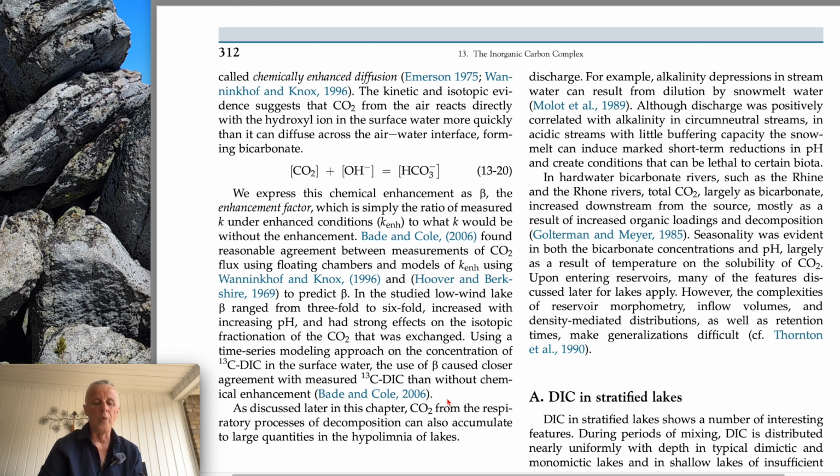In the studied low wind lake, beta ranged from 3-fold to 6-fold, increasing with increasing pH, and has strong effects on the isotopic fractionation of the CO2 that was exchanged. Using a time series modeling approach on the concentration of carbon-13 DIC in the surface water, the use of beta caused closer agreement with measured carbon-13 DIC than without chemical enhancement. As discussed later in this chapter, CO2 from the respiratory processes of decomposition can also accumulate to large quantities in the hypolimnia of lakes.